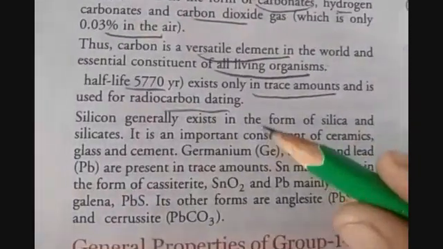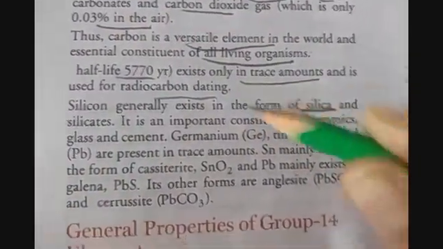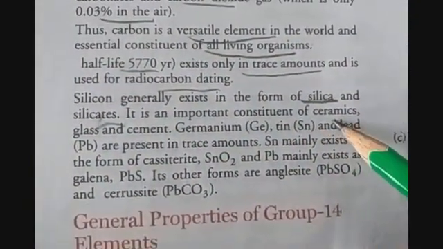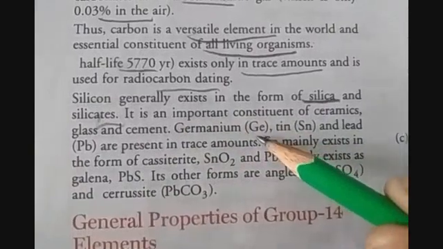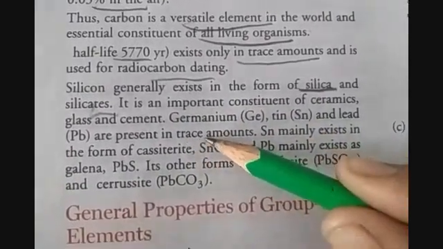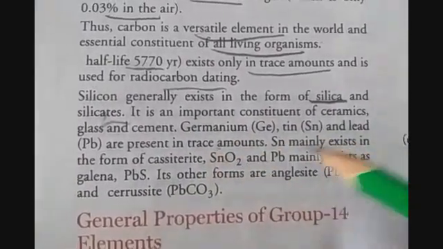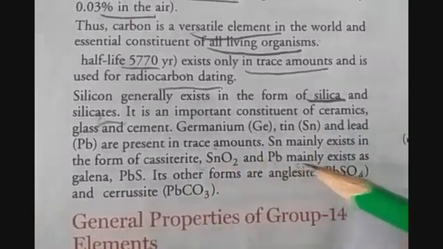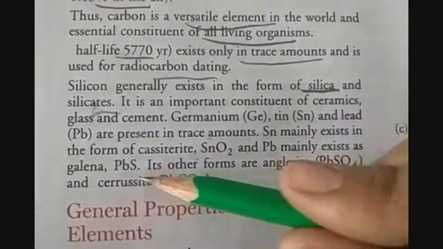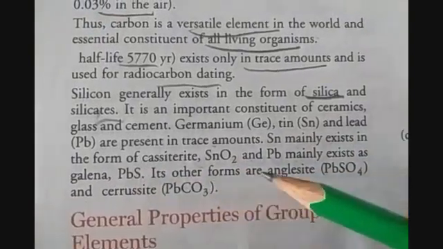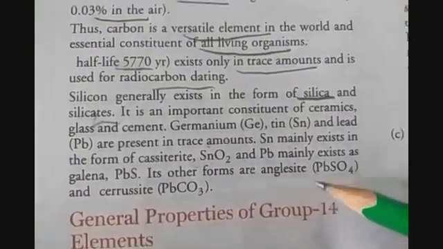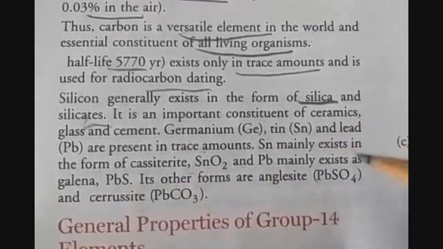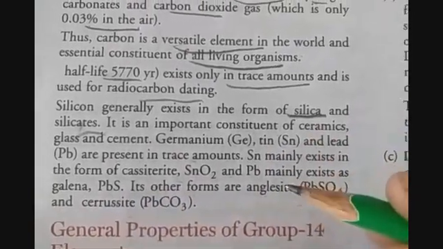Then silicon. Silicon exists in the form of silica and silicates, important constituents of ceramics, glass and cement. Germanium, tin and lead are present in trace amounts, and tin mainly exists in the form of cassiterite, tin oxide, and lead mainly exists as galena, PbS. Its other forms are anglesite, PbSO4, and then cerussite, PbCO3. Okay, so this is the occurrence.